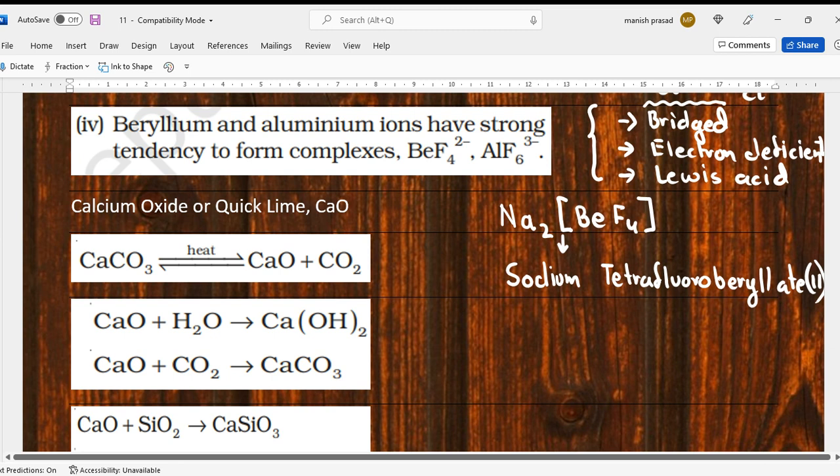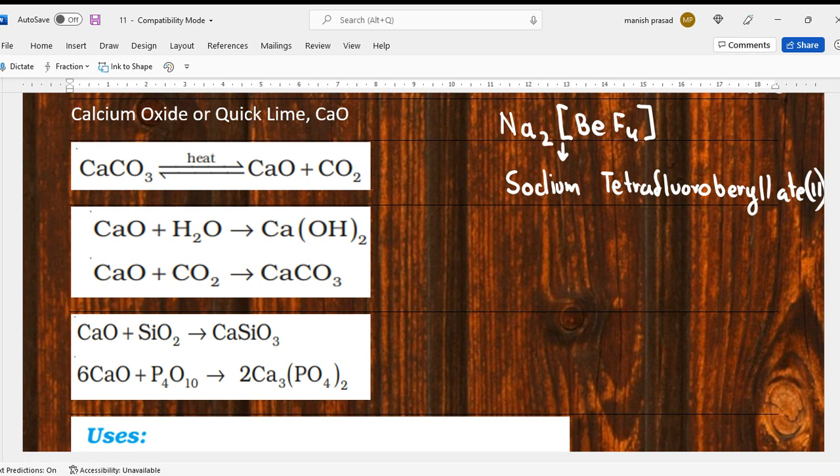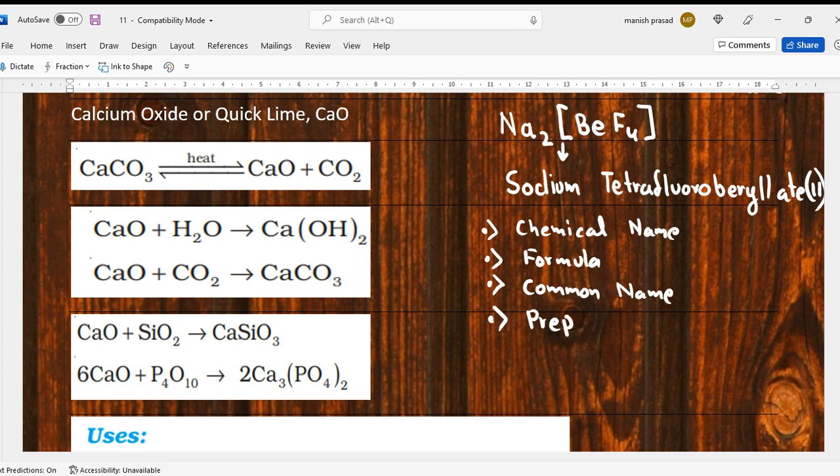Now we come to the revision part of the chapter, because this has only reactions. Calcium oxide, the common name is quicklime. People who studied with me in class 10, I had told you how to learn this. Number 1, I need to know the chemical name. Number 2, I need to know the formula. Number 3, I need to know the common name, if any. Then I need to know its preparation, then its properties, and then finally its uses.